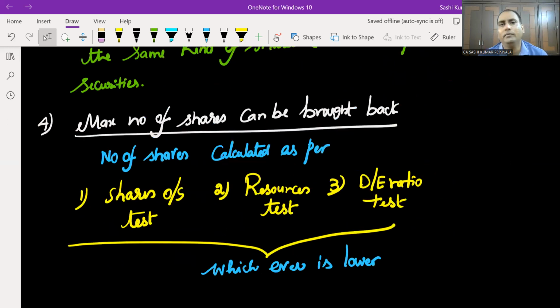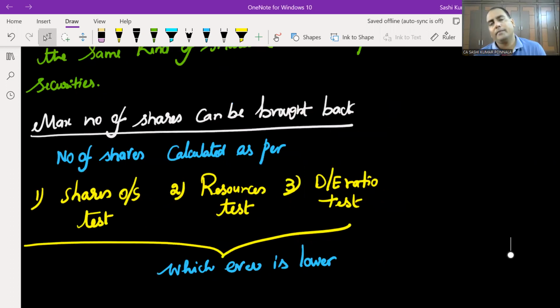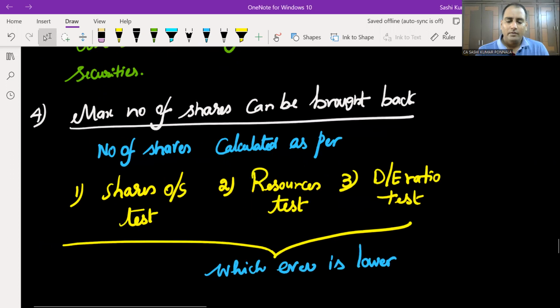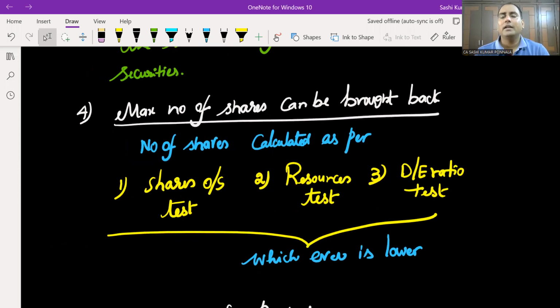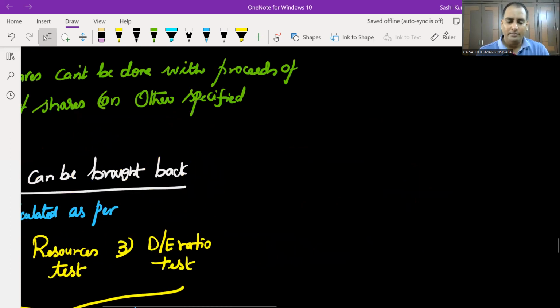Point number 4, the maximum number of shares that can be repurchased. That is the maximum number of shares that can be bought back. The maximum number of shares that can be bought back by the company is the lower of 3 tests. First one, share outstanding test. Second one, resources test. And third one, debt equity test. So let us understand this provision by taking the help of an example.